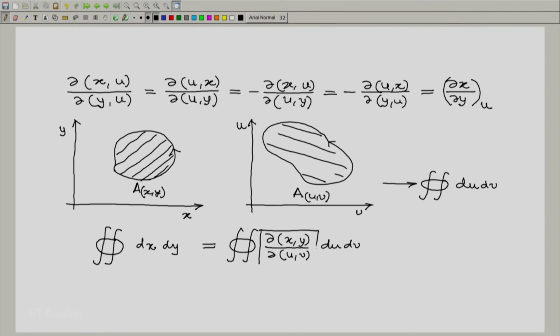So that means that this factor which enters here is the scale factor. If the scale factor is 1, that means the areas in the two planes would be the same. If the scale factor is higher than 1, that means the area in the xy plane will be larger. If the scale factor is lower than 1, then the area in the uv plane will be larger. We will make use of this in our thermodynamic derivations now.